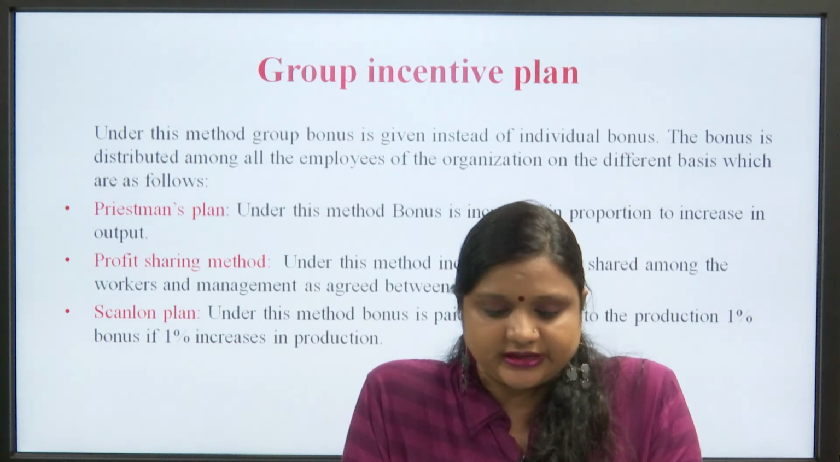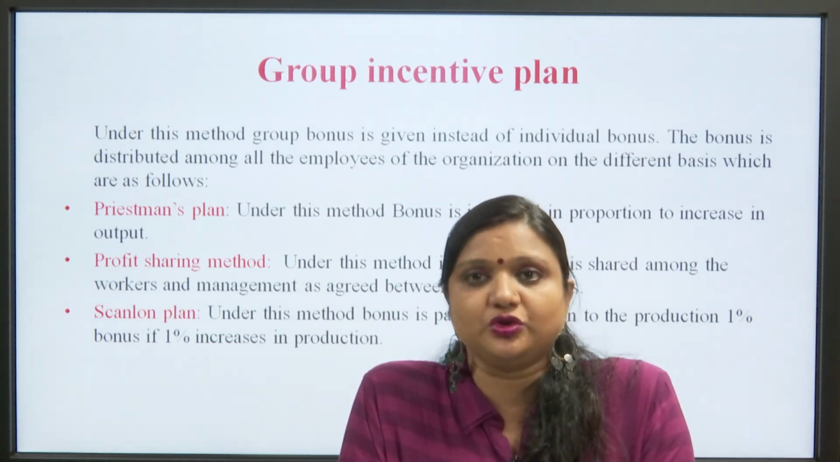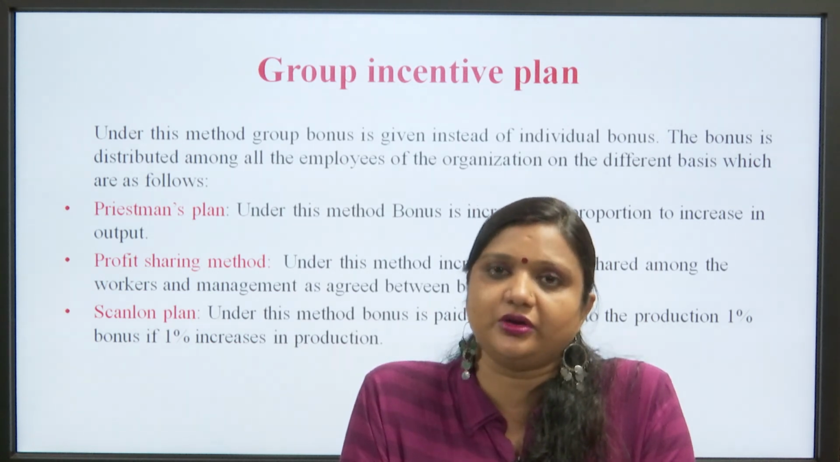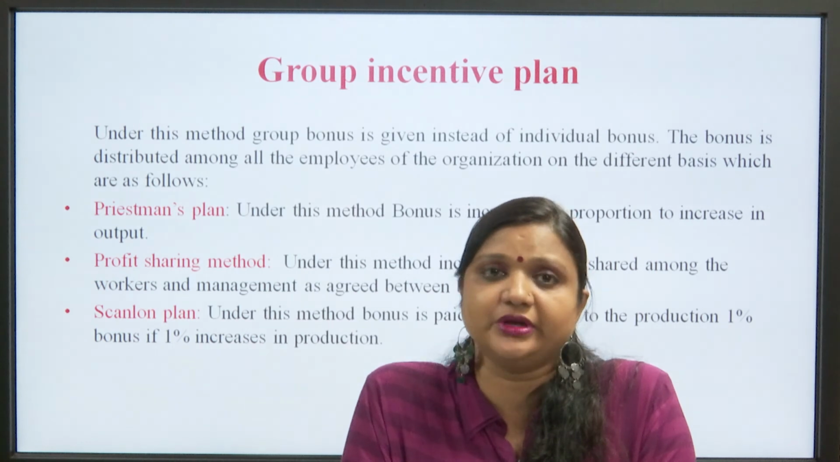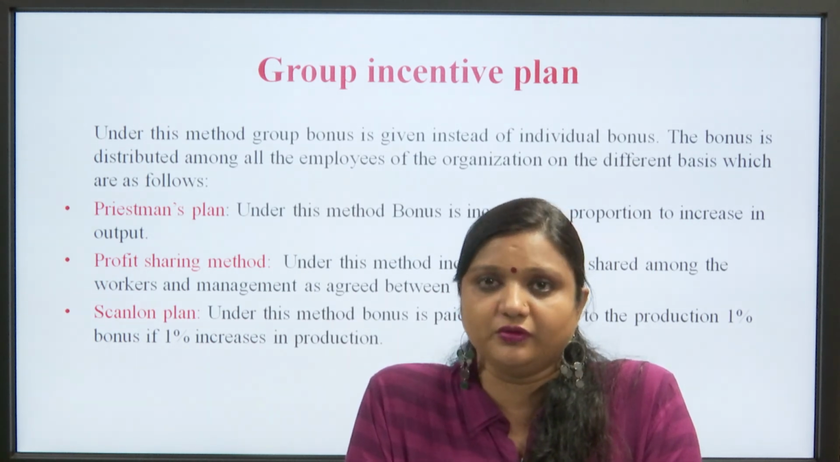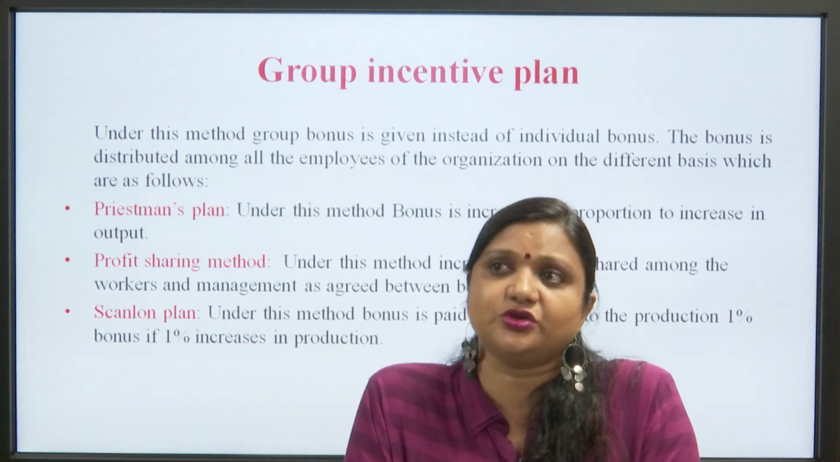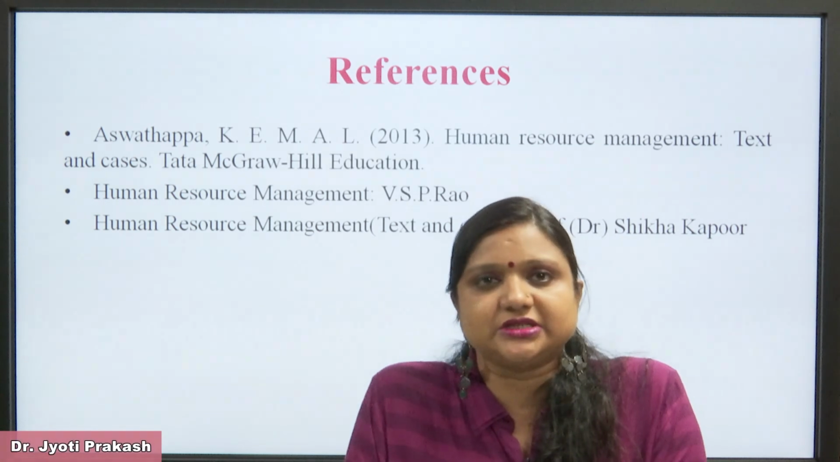And the third one is the Scalene plan. Under this method, bonus is paid in proportion: if production has risen by 1%, then the employees or workers are also eligible to get a 1% increase in their bonus too. So, these are basically some of the references.